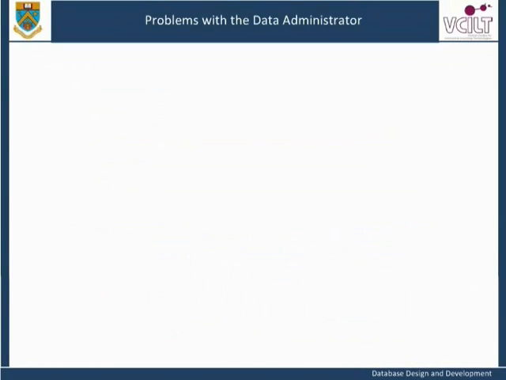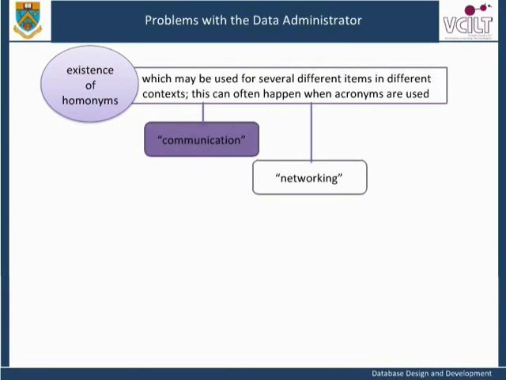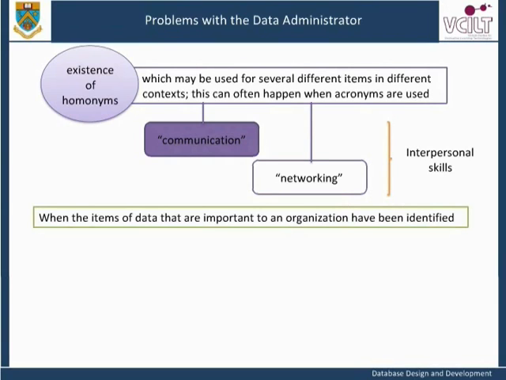A further complication is the existence of homonyms. A homonym is a term which may be used for several different items in different contexts. This can often happen when acronyms are used. One example is the use of the terms communication and networking. These terms are sometimes used to refer to interpersonal skills, but may also be employed in the context of data communication and computer networks.